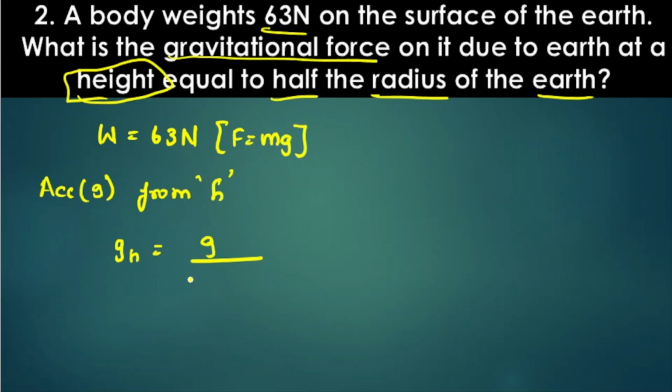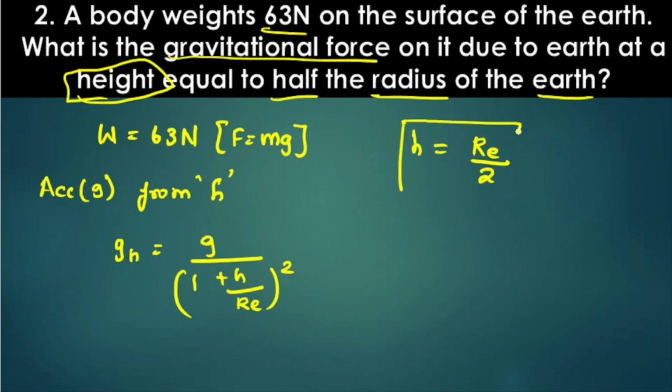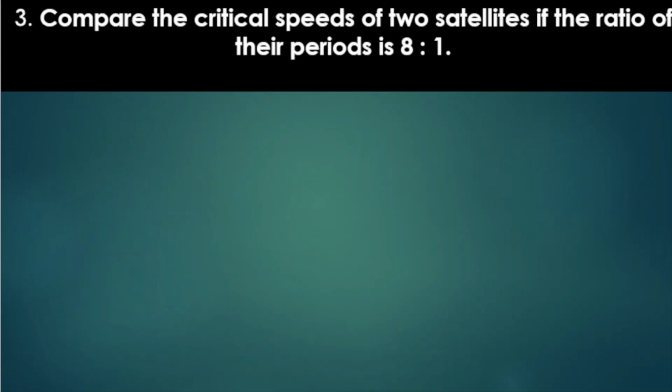That formula we are going to use here. So gravitation due to height, what is the formula? g' = g / (1 + h/Re)^2. That is the formula. And another hint is given: your height is half of the radius, so your h is equal to Re/2. Using that hint from the question, you just have to substitute and find the answer, and that is the homework question. Kindly do it.